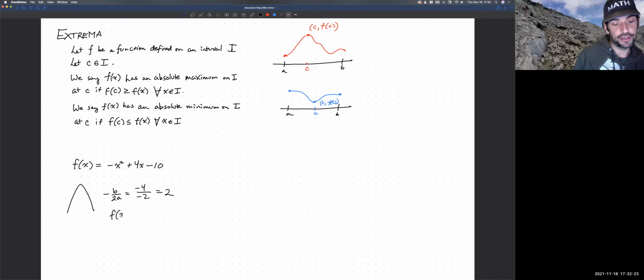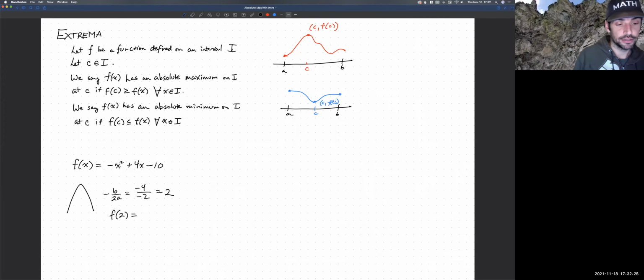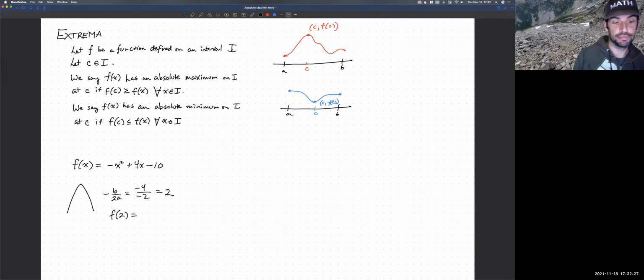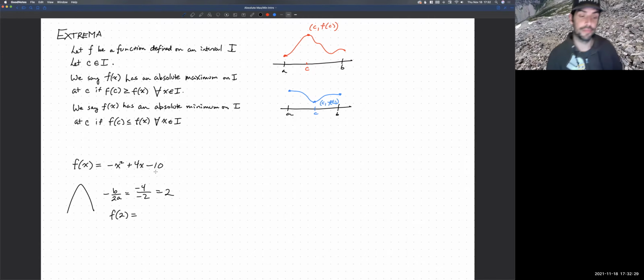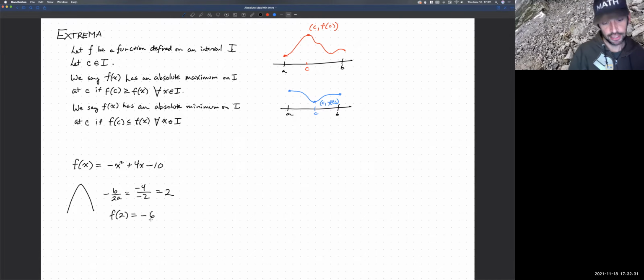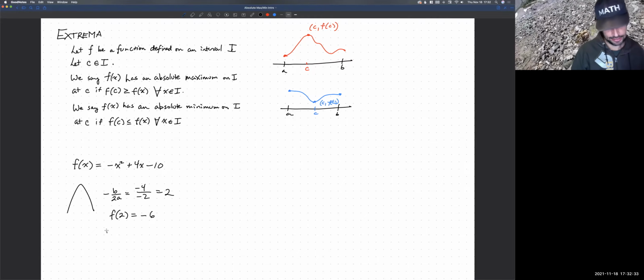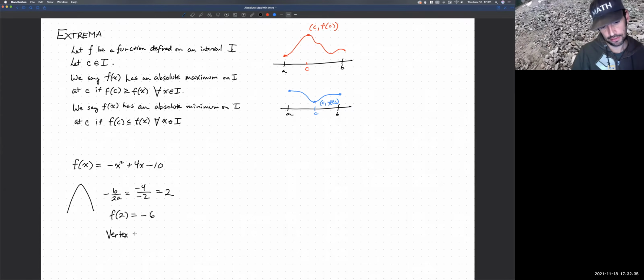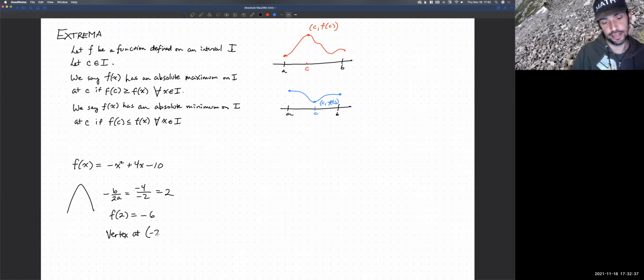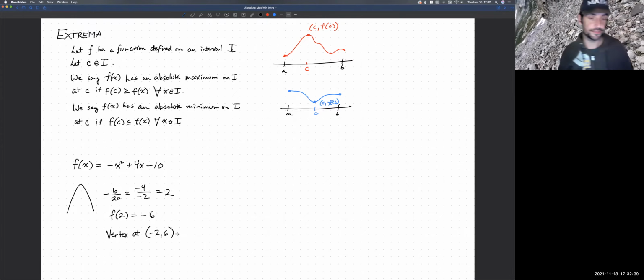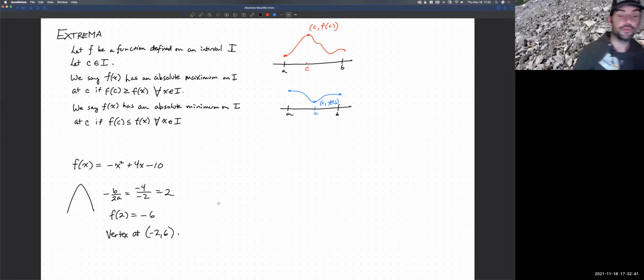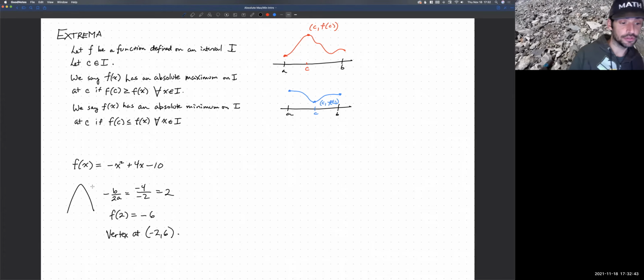And the output there, we get negative 4 plus 8 is 4, minus 10 is negative 6. So we have a vertex at negative 2, 6. Okay, and that would be our absolute maximum, right?